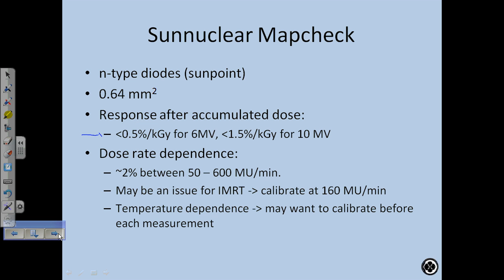But it's okay that they change their response because this device allows you to recalibrate after a certain time. You can recalibrate anytime you want. So that gives you an idea of how much that's going to change. Based on that, and based on the typical clinic workload, the manufacturer recommends calibration about once a year.